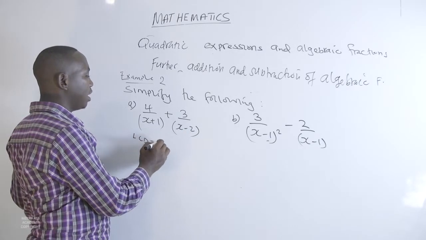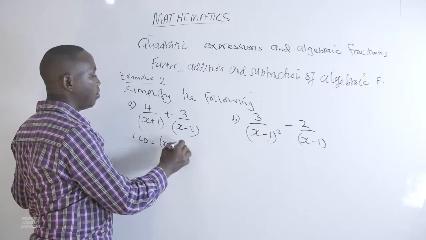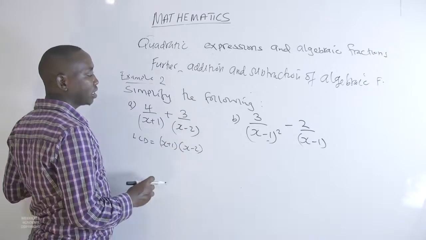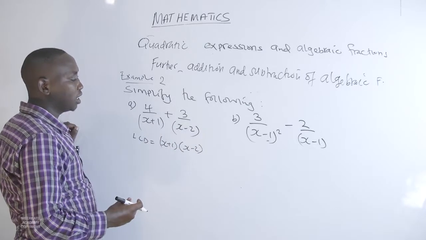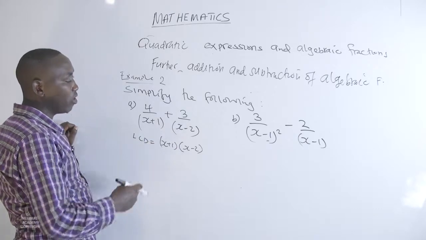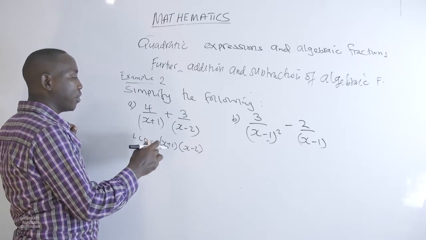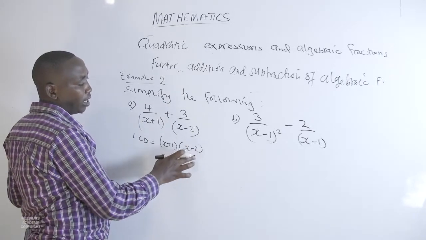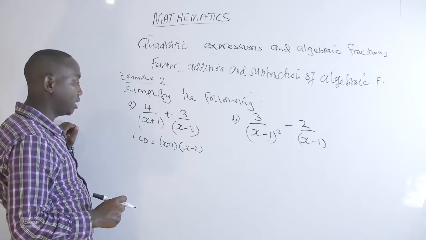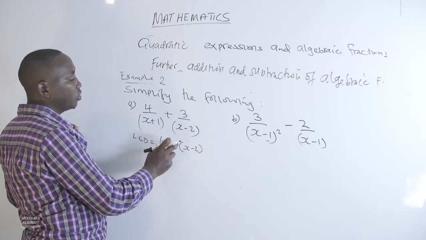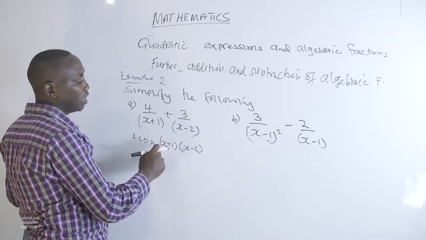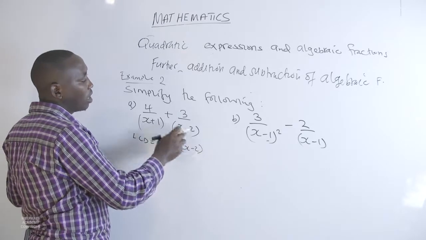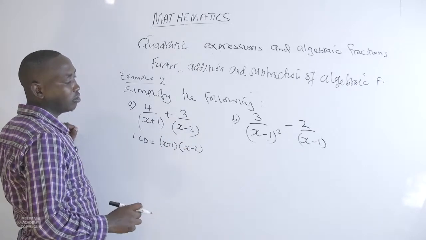So your LCD is going to be x plus 1 multiplied by x subtract 2. It's a binomial product. So we therefore need to proceed and look at how this is now going to look like. We seek to express these fractions using this new denominator. x plus 1 goes into x plus 1 times x minus 2. It will cancel off with this, leaving you with x minus 2. So that means we multiply this 4 by x minus 2.